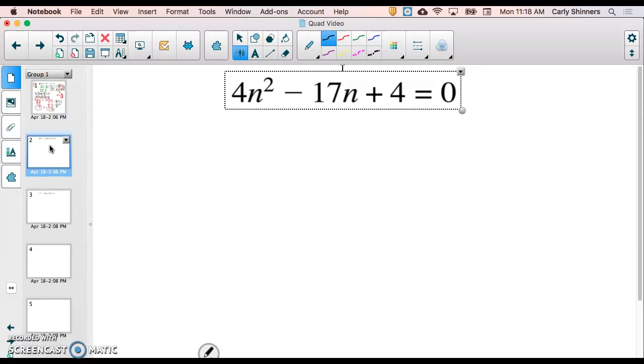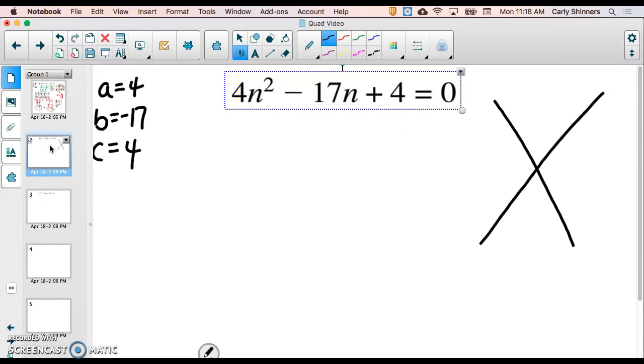This case, first thing you want to check for is the greatest common factor. But since 17 is prime, it's not looking like we will have one. So let's identify A, B, and C. So A, C goes up top. Oops, that's not very good there.